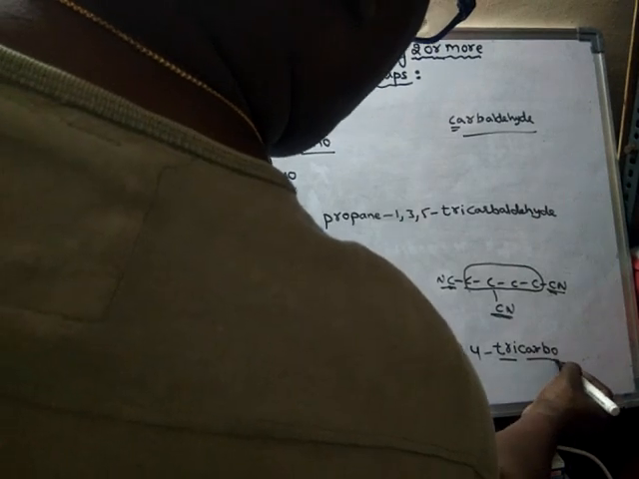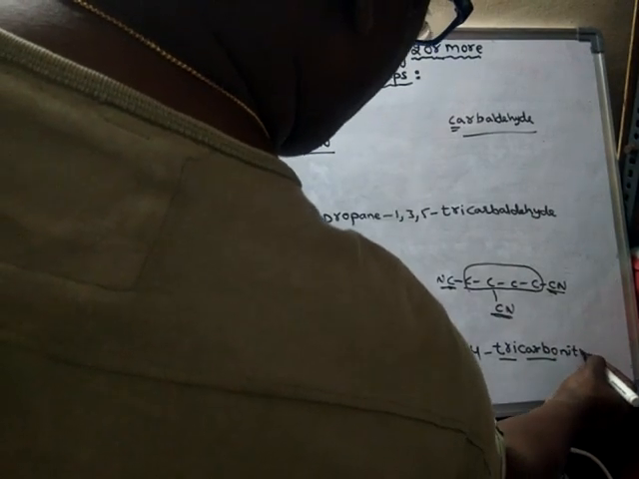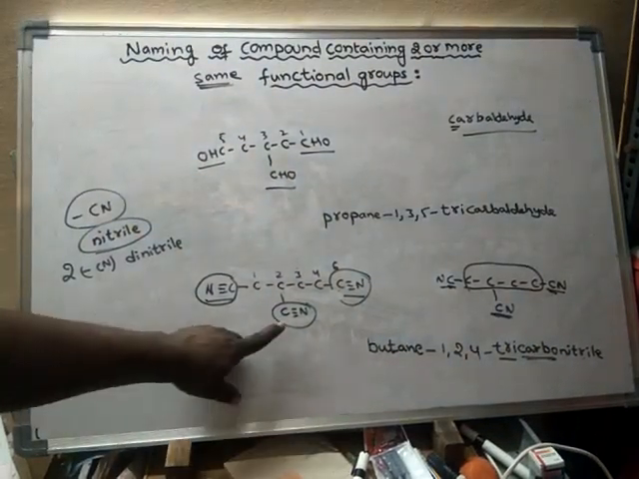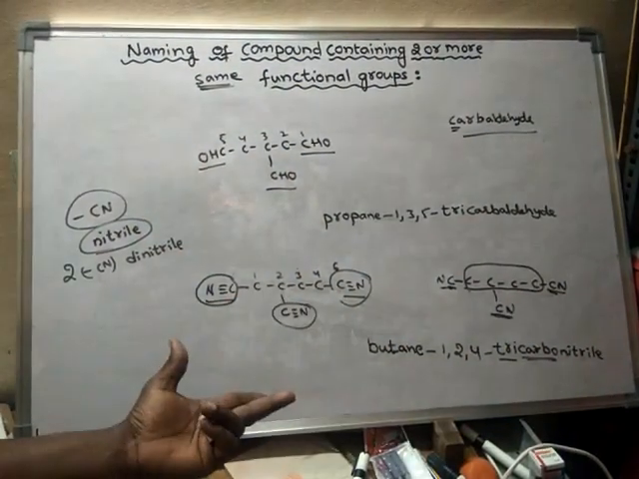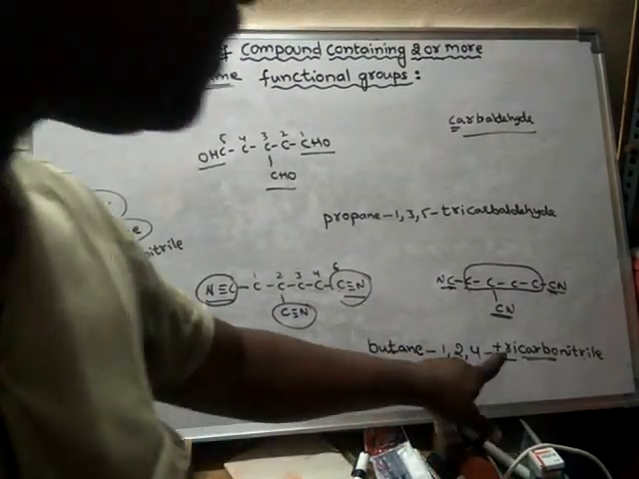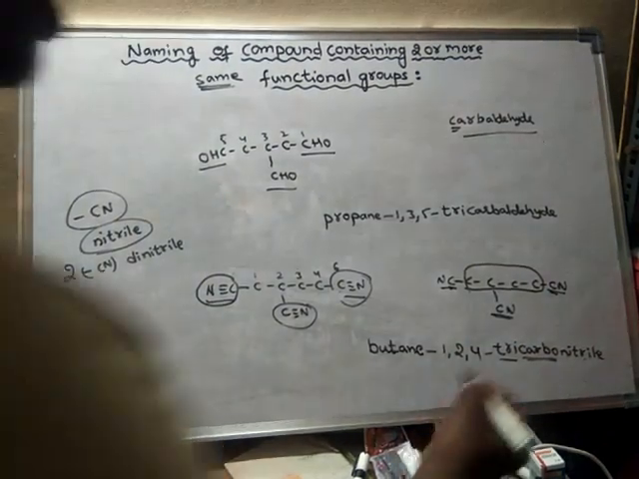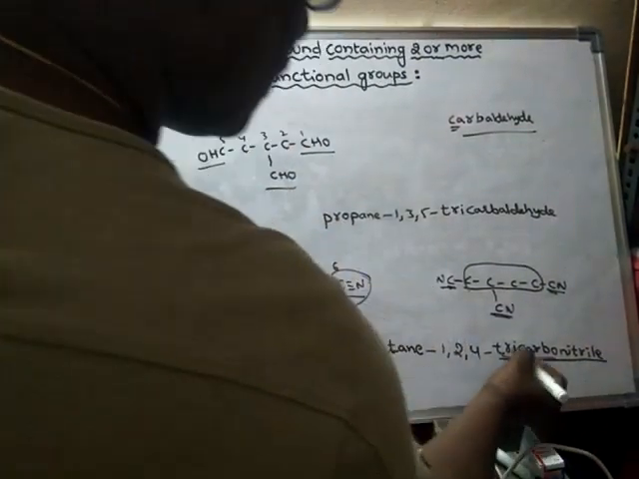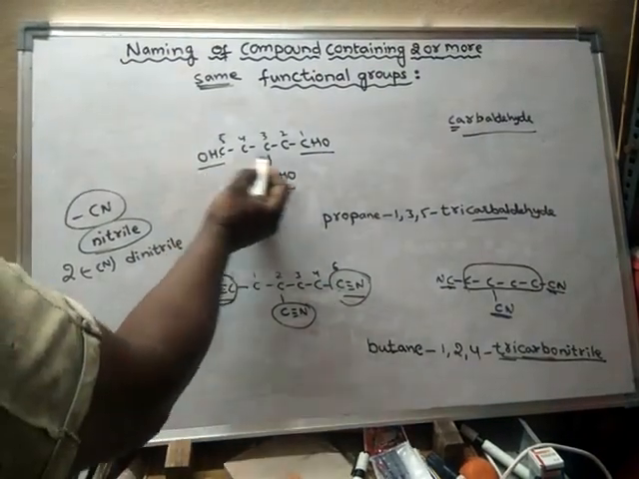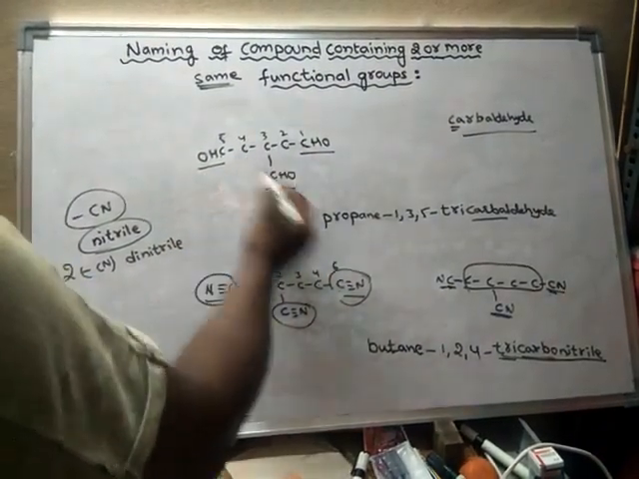You have to use this carbo, tricarbonitrile. Why should we use carbo? Because these carbons are not included in the parent chain. Then where should we mention these carbons? We have to mention these carbons in the suffix. In the suffix name we have to mention the carbon. Here also carb, because these 3 carbons are not considered in the parent chain.